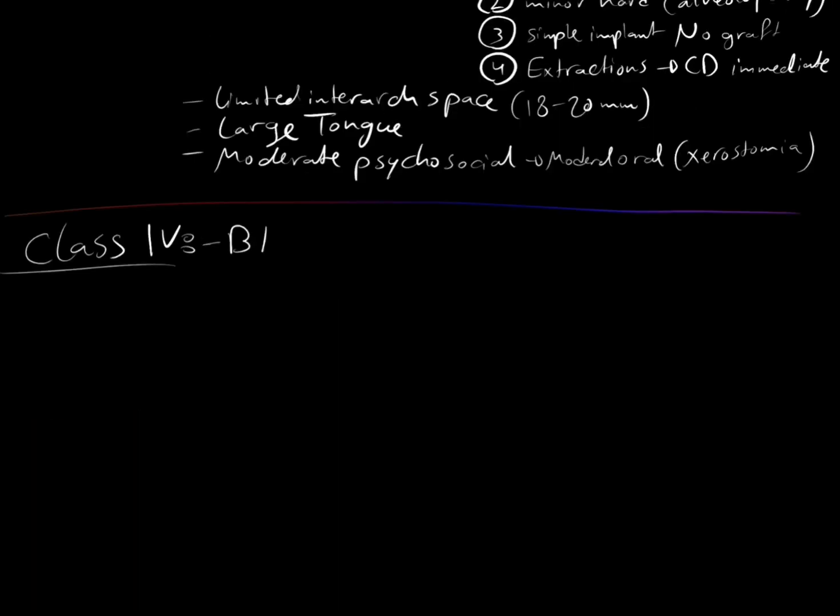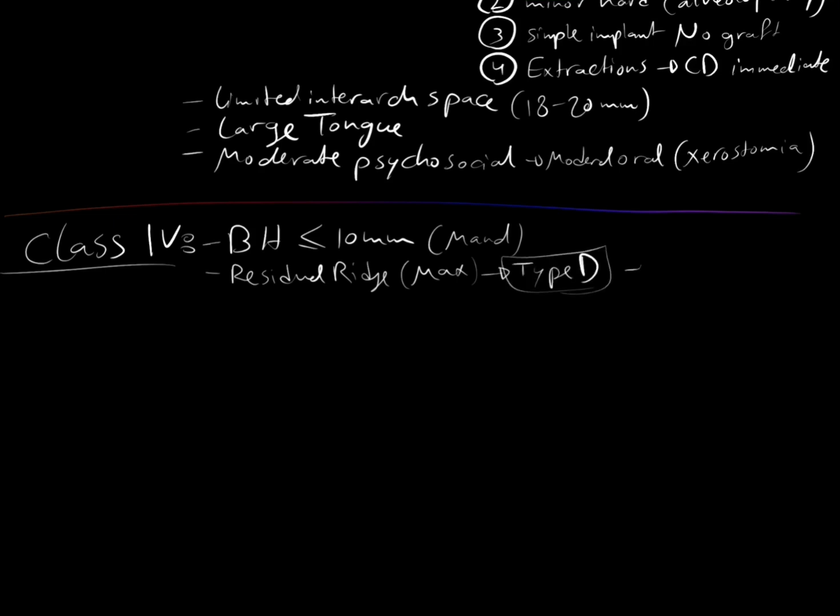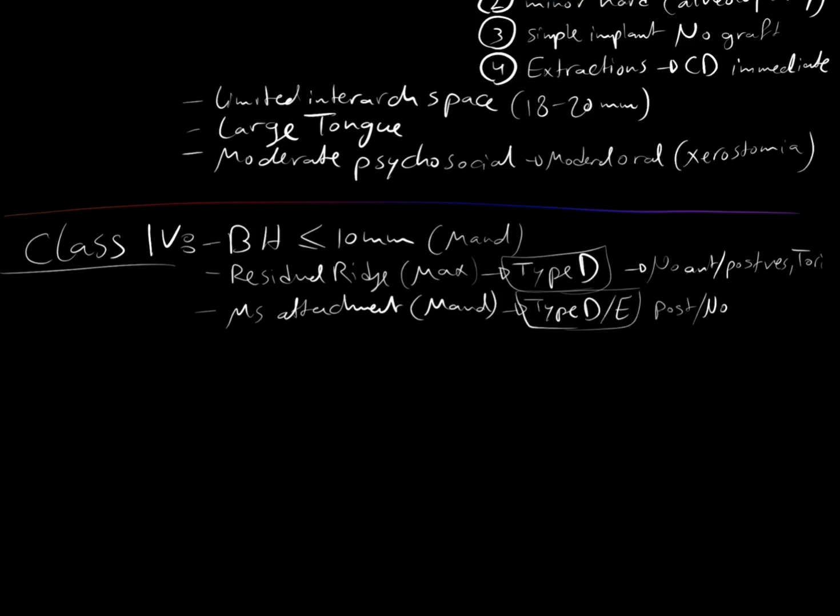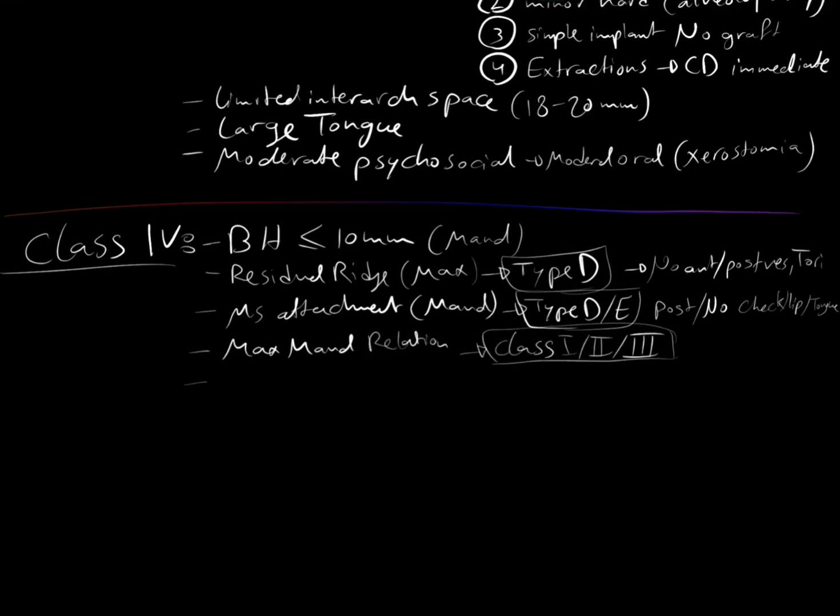Class 4: bone height less than or equal to 10 millimeter, residual ridge in the maxilla type D, which is no anterior or posterior vestibule and presence of tori, muscle attachment of the mandible type D or E. Type D: attached mucosa in posterior region only. Type E: no attached mucosa in any region, and the cheek and the lip move with the tongue. As well as Class 1, 2 or 3 maxillomandibular relationships.